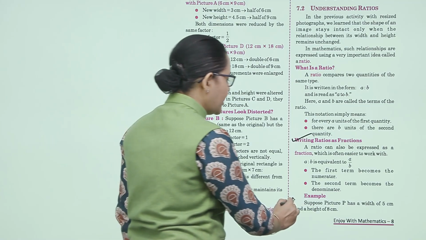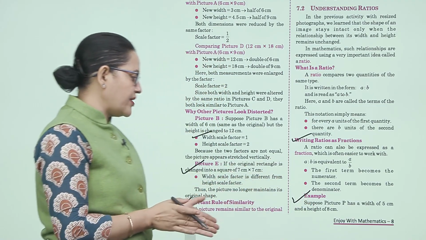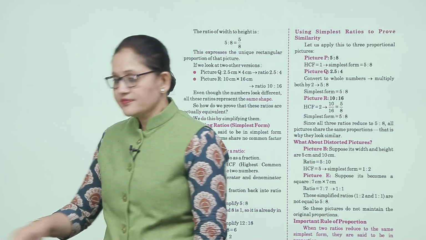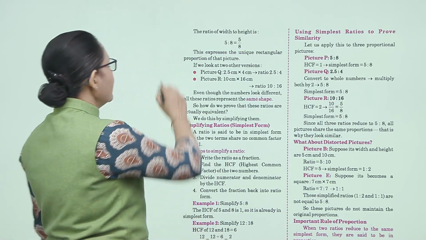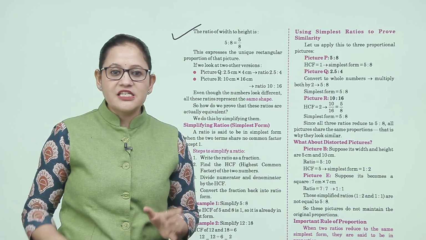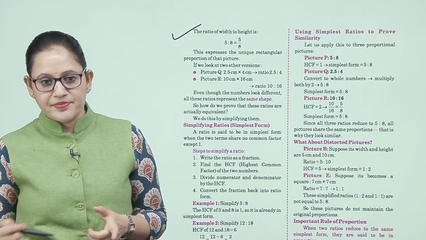Now we will take an example here. Suppose picture P has a width of 5 cm and a height of 8 cm. The ratio of width to height is 5:8. We can write 5 by 8. This expresses the unique rectangular proportion of the picture.